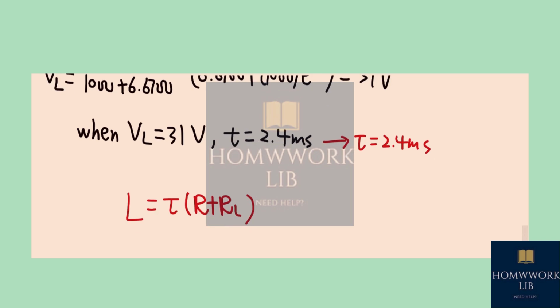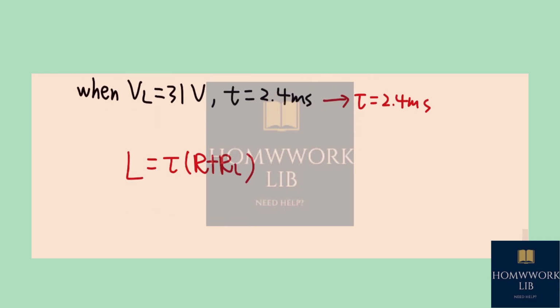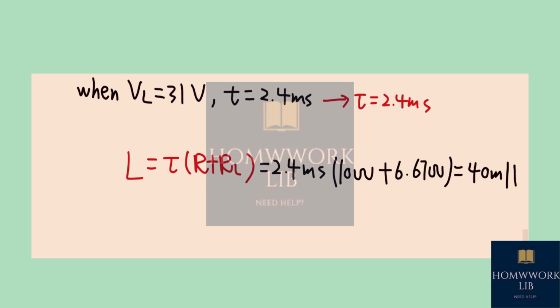So therefore, we can determine the inductance, which will have L is equal to tau times (R plus RL). If we plug in the values, we'll have 2.4 millisecond times (10 ohm plus 6.67 ohm), and this will give us the inductance is equal to 40 millihenry. And these are the answers for this question.